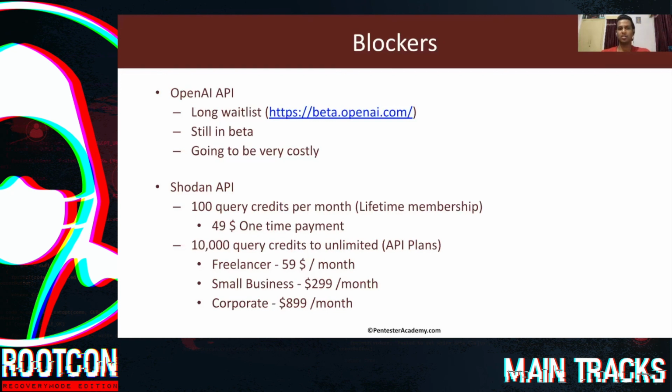So in order to use ReconPal, you'll either need a lifetime membership plan or the API plans of Shodan. For the lifetime membership plan, you have to pay $49. It's a one-time payment, and you'll get 100 query credits per month. That is, you can fire 100 find requests from ReconPal. If you want more query requests, you will have to go for the API plans, which are $59 for freelancer, $299 for small businesses, and $899 per month for corporate. Then you'll have from over 10,000 queries to 2 million and so on.